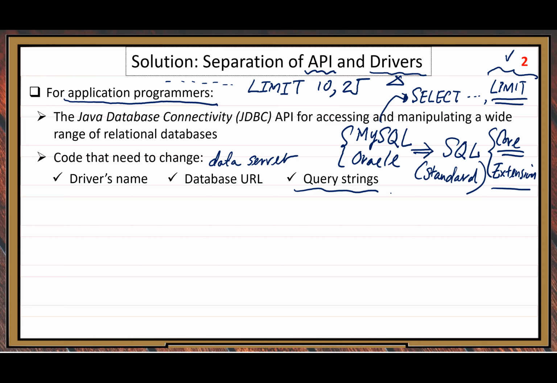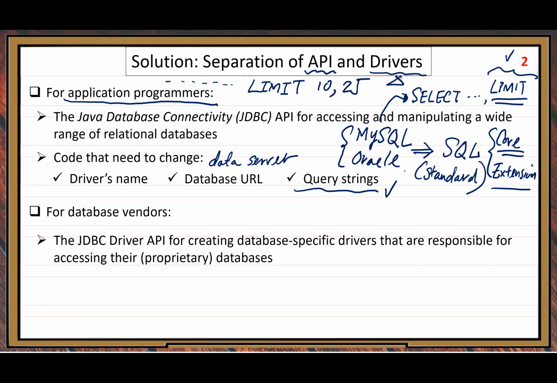So that's the query strings part, the hardest part when you need to do the switch. That's the API part. Then the driver part for database vendors. They need to develop the database communication part with respect to their own products. Those are their own products.